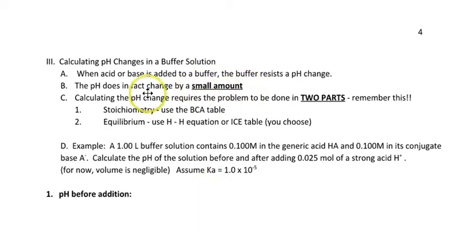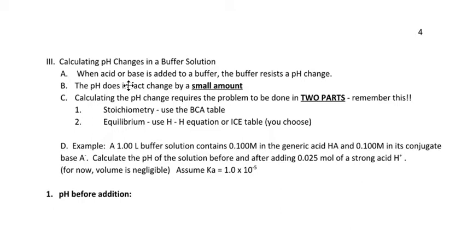Now keep in mind, what are we doing? First thing we're going to do is add an acid or base. So what is that going to conjure up? Hopefully stoichiometry. And the stoichiometry recalls using a BCA table. Once that stoichiometry is done and you subtract it from one side and add it to the other side, now we have a new system which will have to achieve equilibrium again.